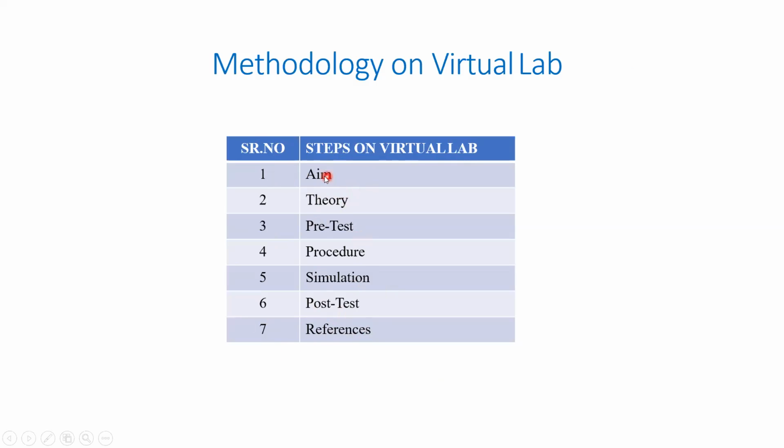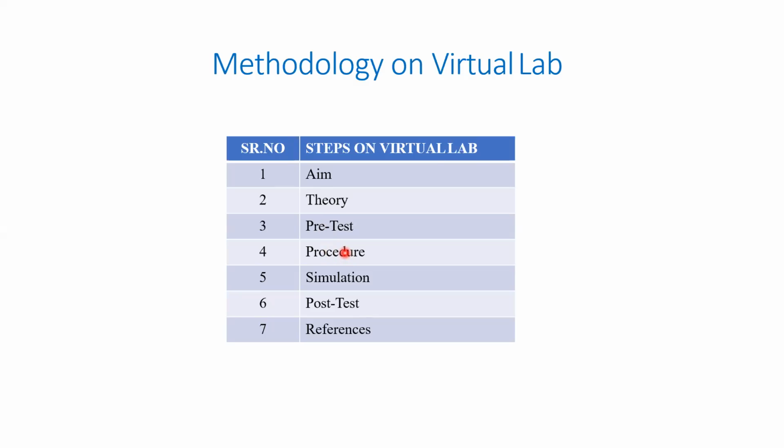So first, aim. If you click on this, you will find the aim of the experiment. Theory, you can get the related theory. Then pre-test, where they test your prior knowledge. You can appear for the pre-test and test your own knowledge before performing the experiment. Then from procedure, you can read the procedure to perform the practical and what the circuit connections are.